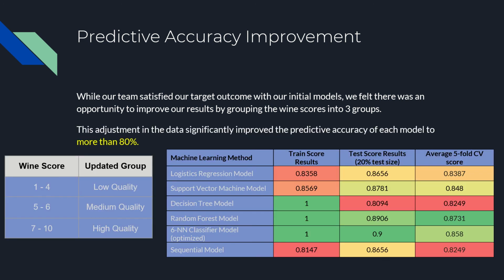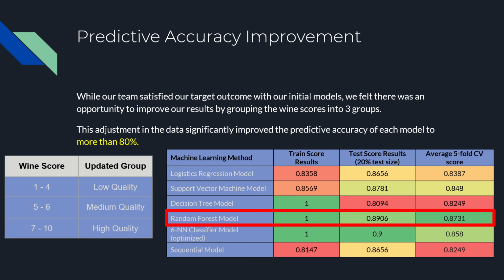Using the newly formatted output, we reran our models and achieved significantly improved results. Now all models can achieve more than 80% test accuracy, as you can see from this table. And again, the random forest model appears to be the best performer with a 100% training score, 89% testing score, and the average five-fold cross-validation score is 87%. We believe that grouping the wine score into three categories in this way will be beneficial because there is not a clear difference between close wine scores, say between 5 and 6 or 7 and 8.